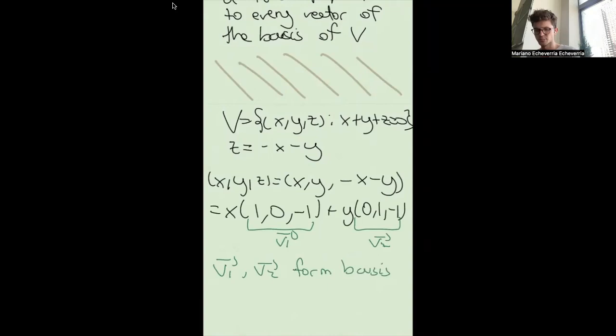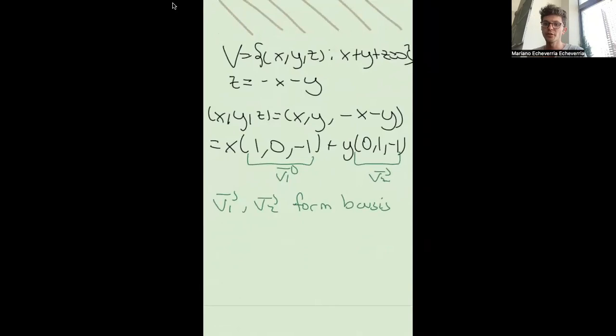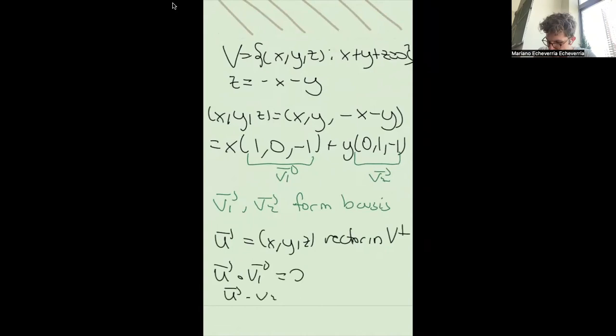Is that making sense? Questions up to this point? And so if you want a vector in V perp, right? So if U is a vector in V perp, what you need is U dot V1 to be zero, and you also need U dot V2 to be zero. So what you need to do is make these two dot products equal zero.